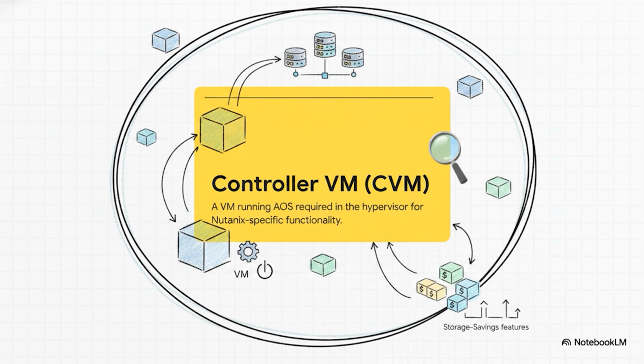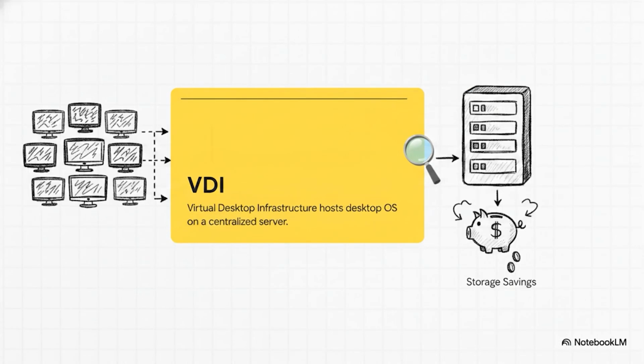Now, as an infrastructure admin, you already know the CVM is the absolute beating heart of our storage operations. It's the virtual machine running AOS that has to be active in the hypervisor to provide all that Nutanix-specific magic. But here is why this matters so heavily for your exam. The resources you allocate to the CVM directly dictate which storage savings features you can actually safely enable in a cluster.